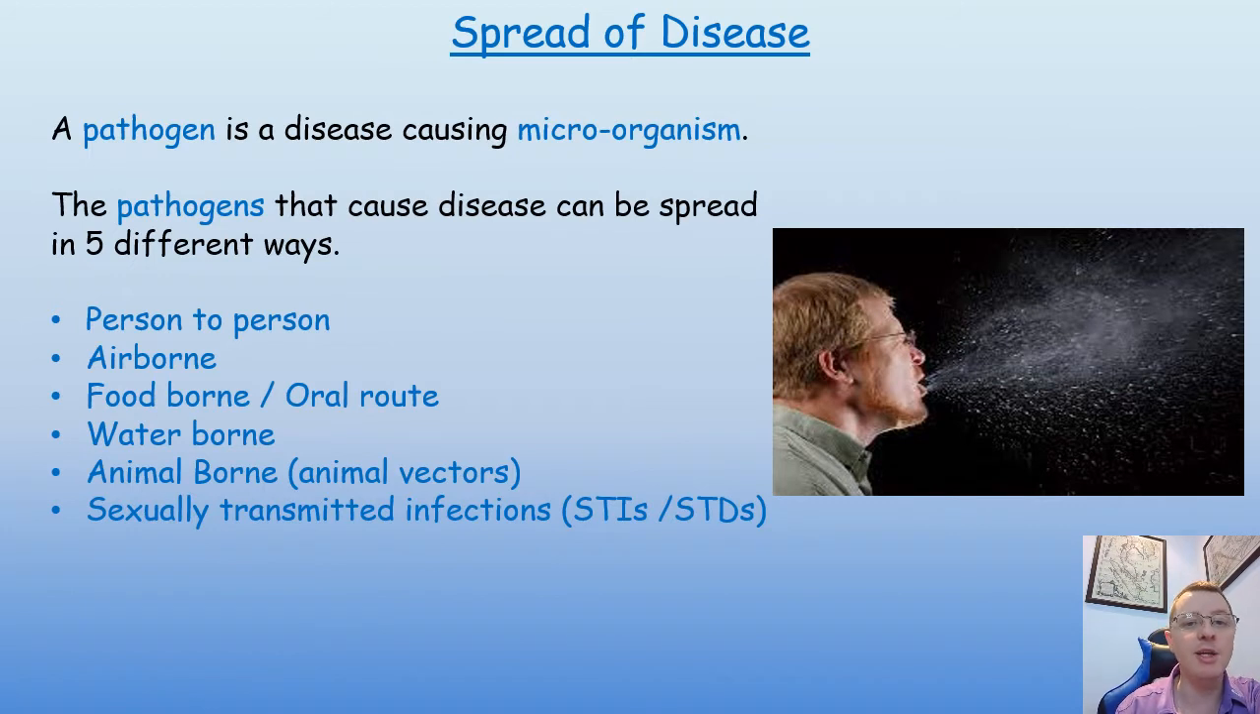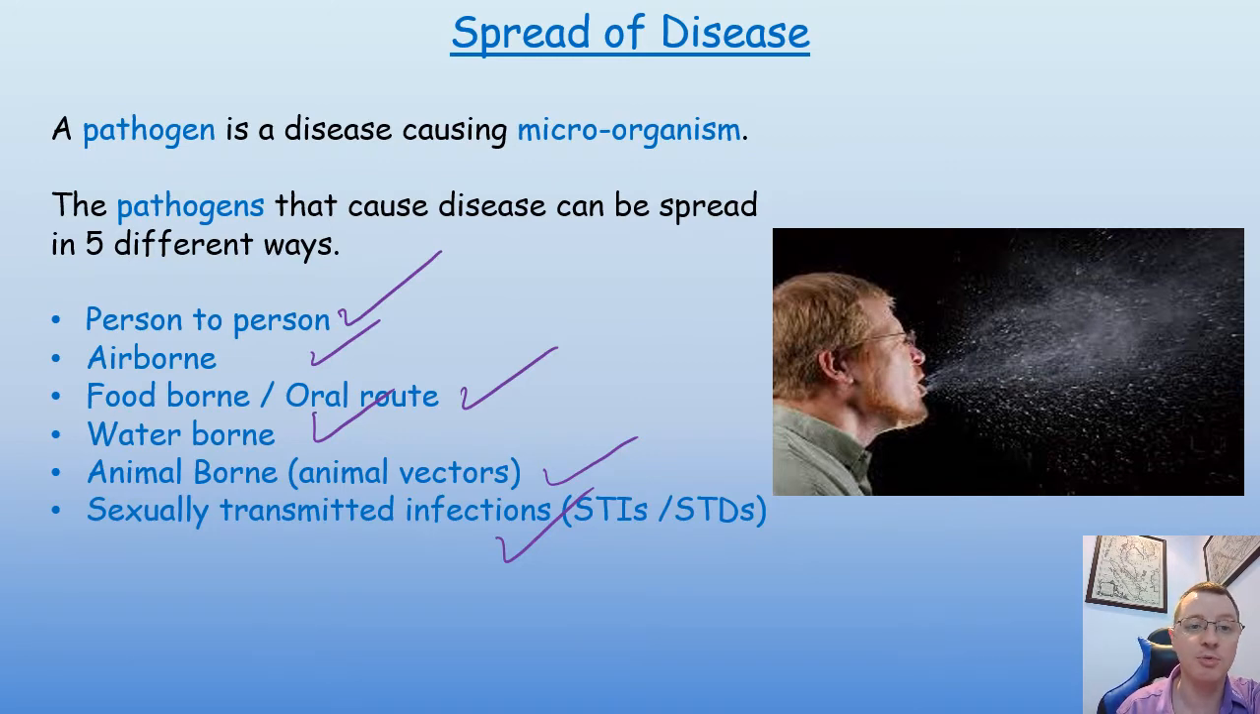So a pathogen is a disease-causing microorganism. That could either be a virus, a fungi, a bacteria or a protoctist like the pathogen that causes malaria. And the pathogens that cause disease can be spread in 5 different ways: either person to person, airborne, foodborne, sometimes called the oral route, waterborne, animalborne or using animal vectors, and through sexual contact, sexually transmitted infections, STIs, or sometimes called STDs, sexually transmitted diseases. And over the following video we're going to go through each one of those in detail and look at a couple of examples.